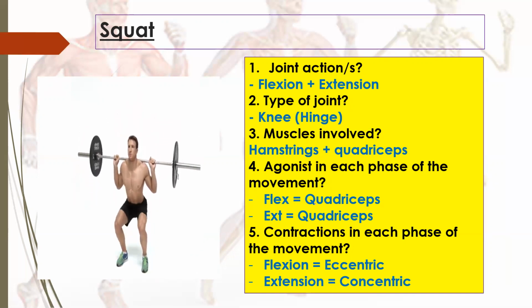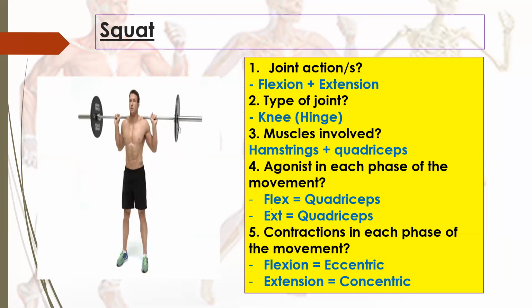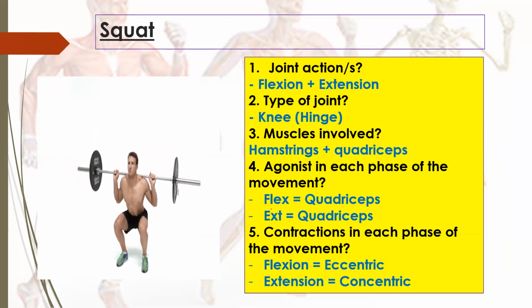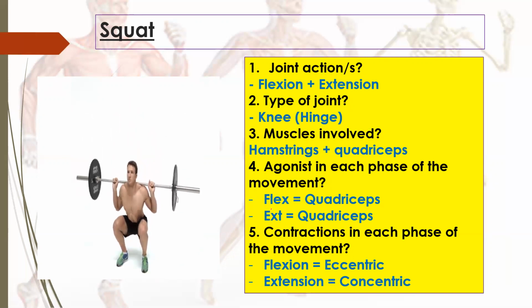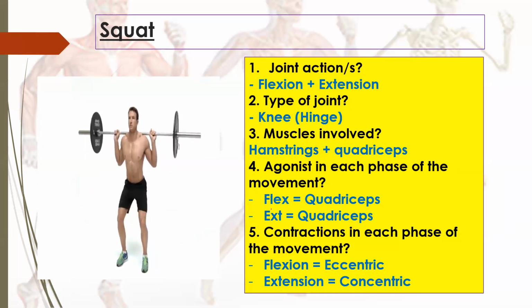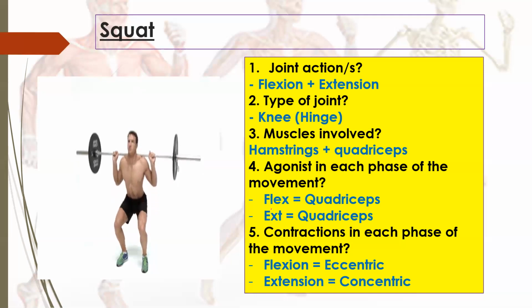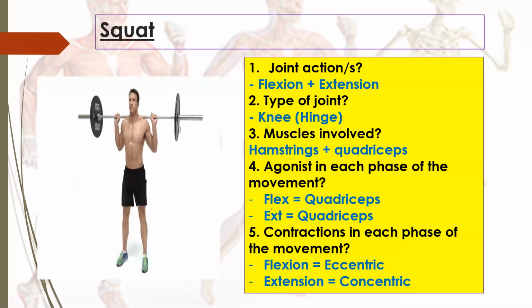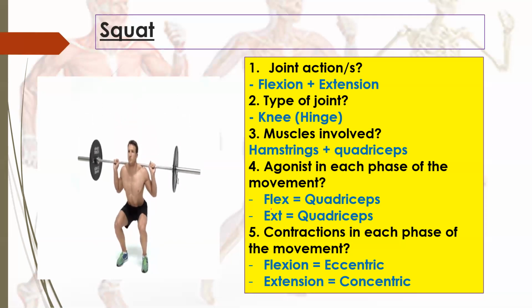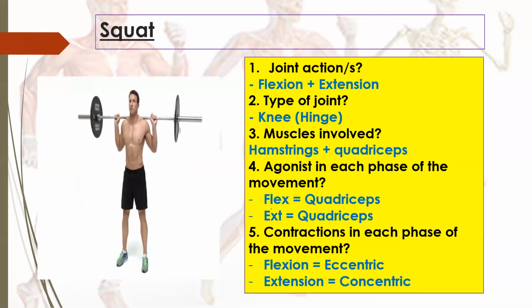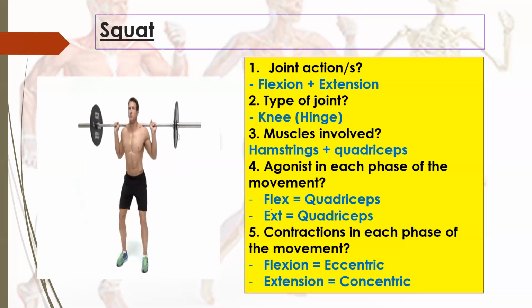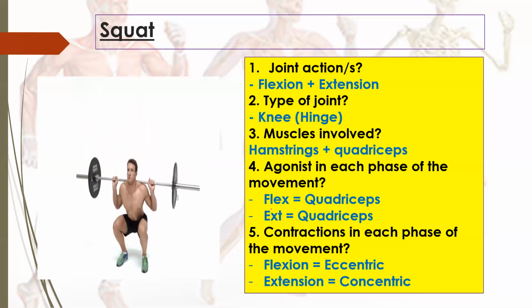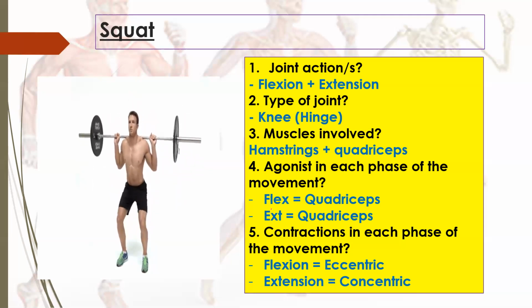Now normally, which muscles would you associate with flexion at the knee? Normally that's the hamstrings. It's during flexion when you're preparing to kick a football and you're bending that leg back, that's flexion, but that's the hamstrings as the agonist. Why is it the quadriceps here? Because it's an eccentric contraction. You're controlling that downward movement. So it's the opposite of what you'd normally associate with it.